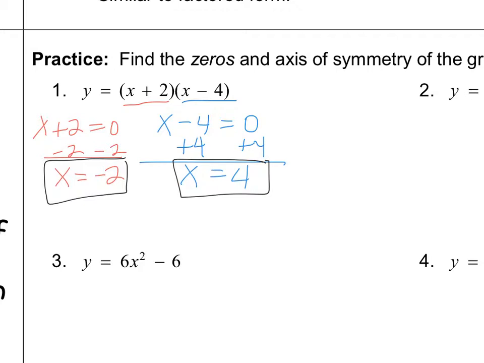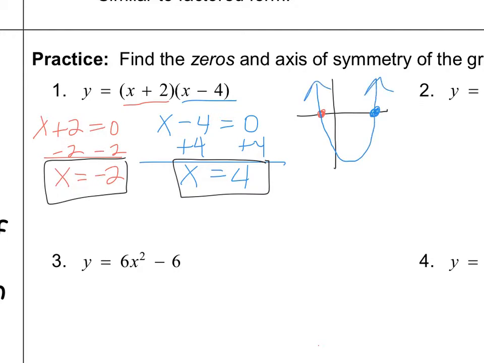Now the other thing it wants us to find is the axis of symmetry. So what I want to do is just a quick little graph over here so that you can think about what we already know. So if we know that our zeros are here at -2 and at +4, it's going to look something kind of like that.